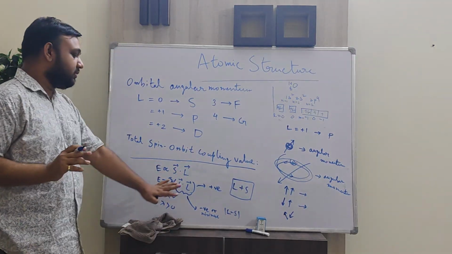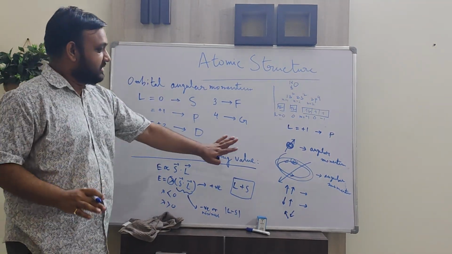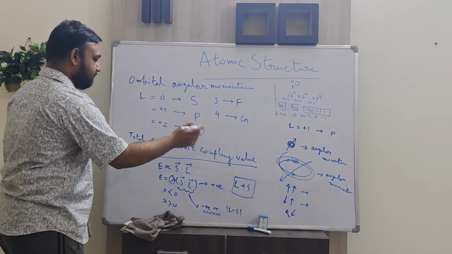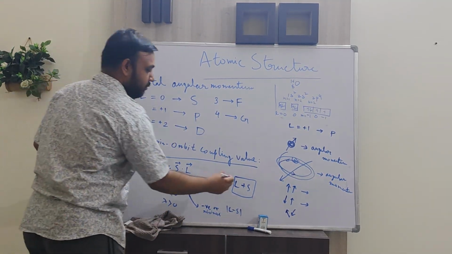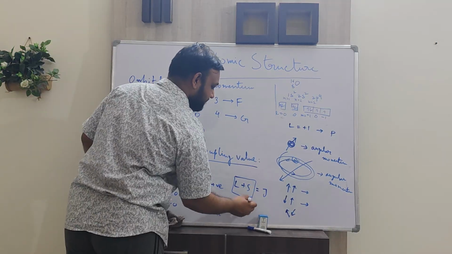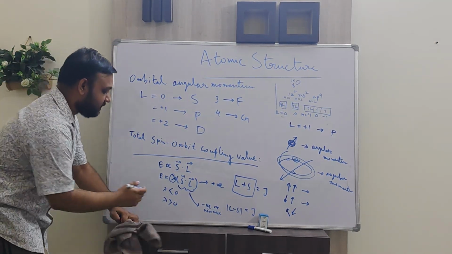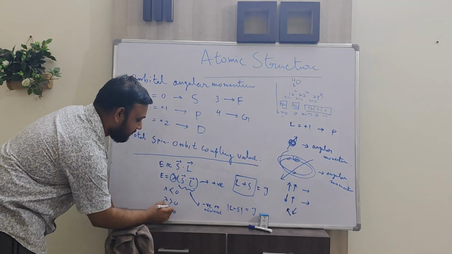So these two scenarios are the coupling between spin angular momentum and orbital angular momentum. These spin orbit coupling values we can write down as a new constant which is called J. There is a third scenario which I did not mention. Lambda could be 0 as well.